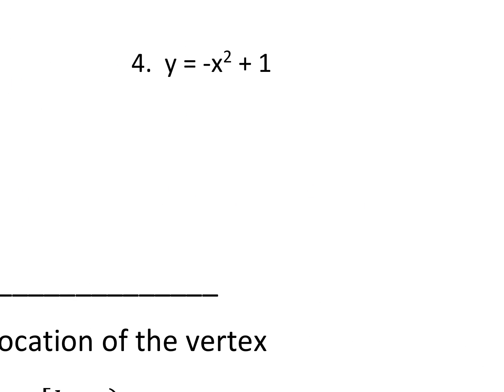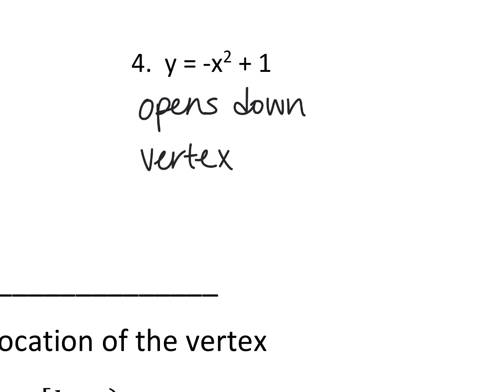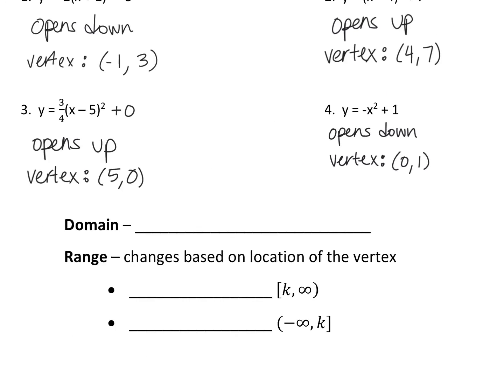Number 4. Talk to your table. Which way does it open, guys? Down. Okay, and the vertex is kind of a tricky one. This +1 at the end, how does that move it? Up. So that means that you're dealing with a y value, okay? The x value would be what's in parentheses. So it didn't go left or right, so it should still be at 0, but it did get shifted up 1. So if you don't have a number in parentheses, it's still at 0. It just went up 1, but it is reflected.